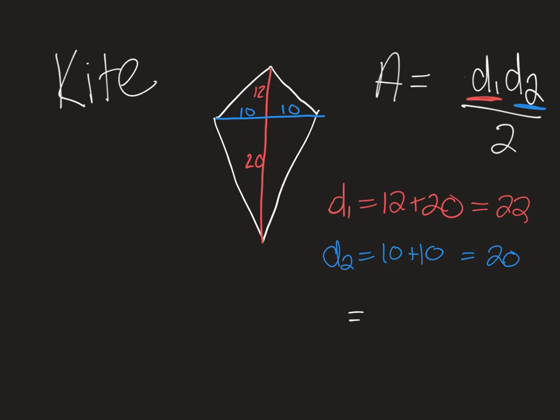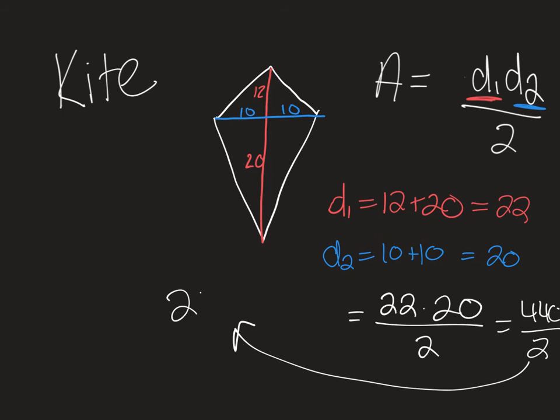You need to pay attention to the numbers that it's giving you and make sure that you're using the entire length of the diagonal. So we're going to have 22 times 20 divided by 2, which is 440 over 2, which will equal 220. That is how you find the area of a kite. Next we're going to find the area of a rhombus, which will use the exact same formula as a kite.